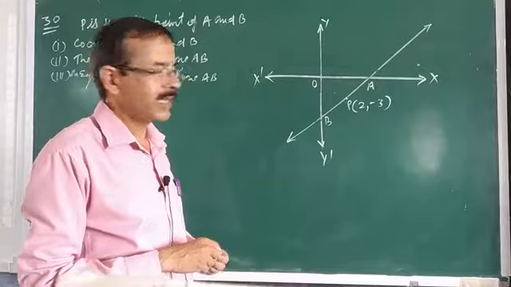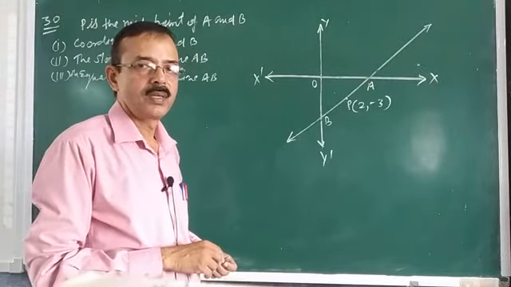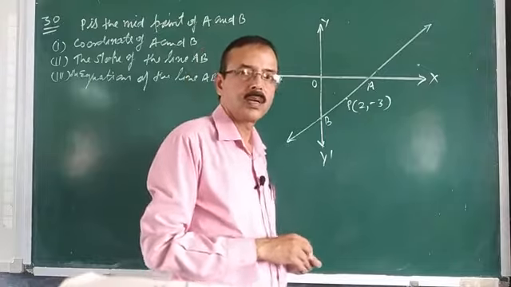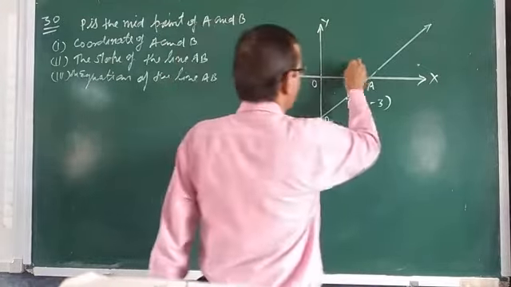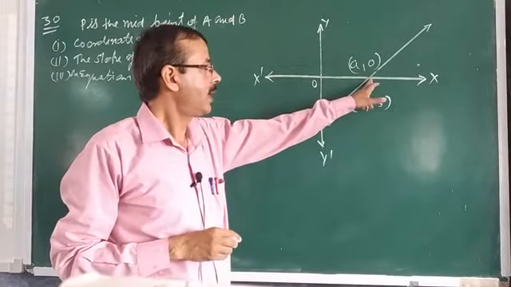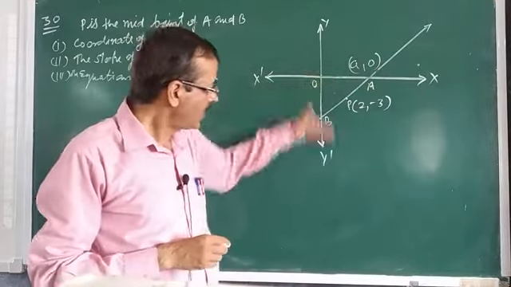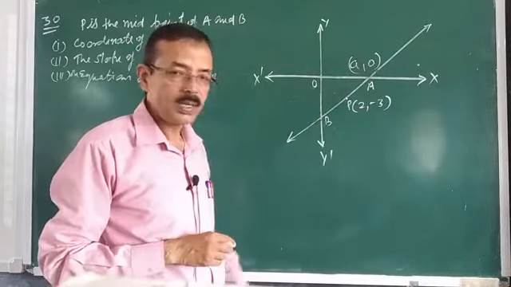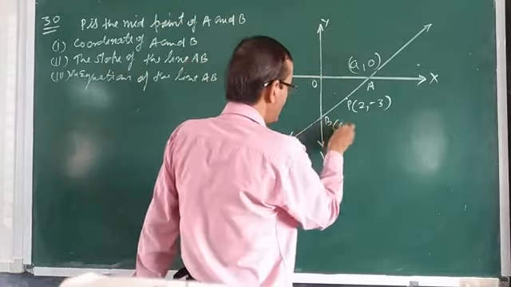Now tell me, what can you consider point A? Can we take it as 0, A? Is that correct? No, that is not correct. You have to take A, 0. Why? Because on the x-axis, the y value will be 0. And this one below the axis is negative, so B can be considered as 0, minus B.